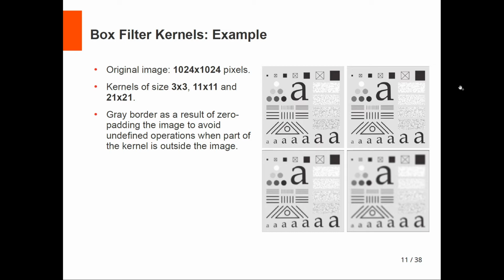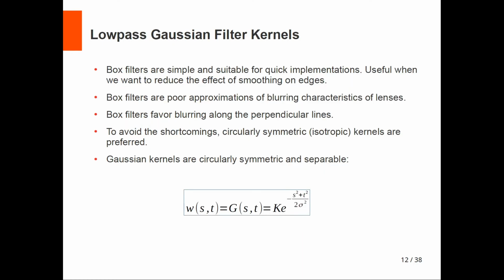One other thing that you might notice is that when we apply the box filter, there is this faint gray border that appears at the end after you finalize the result, and this is a result of zero padding the image to avoid undefined operations when part of the kernel is outside the image's boundary. Box filters are very simple and suitable for quick implementations, and they are very useful when we want to reduce the effect of smoothing on edges.